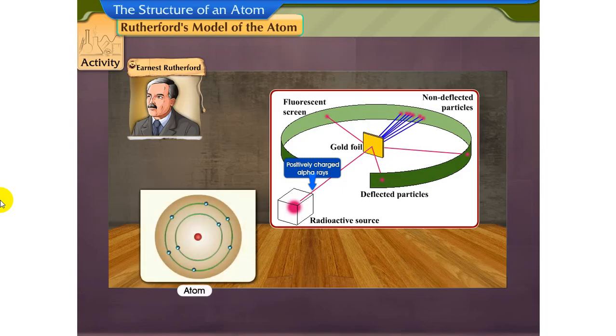It suggests that the fact that most alpha particles pass through the gold sheet proves that the atom consists mainly of empty space. A small number of rays bounced back as if they hit a solid object. The part from which the positively charged alpha particles are turned back is positively charged and is very small in size as compared to the empty space.